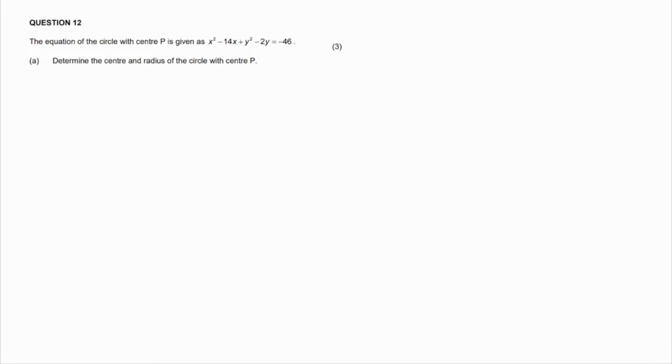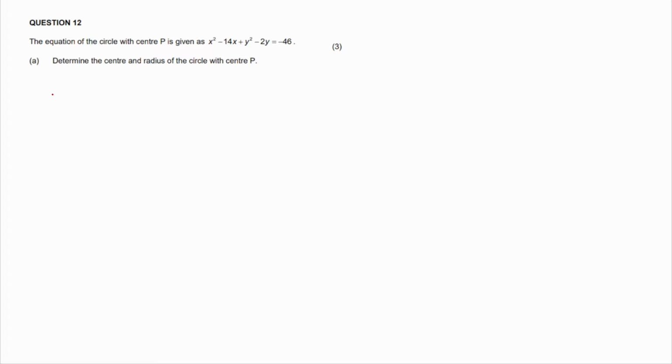Moving over to question 12. They say the equation of a circle with center P is given as, and then they say determine the center and radius of the circle with center P. So here we're just going to have to complete the square.